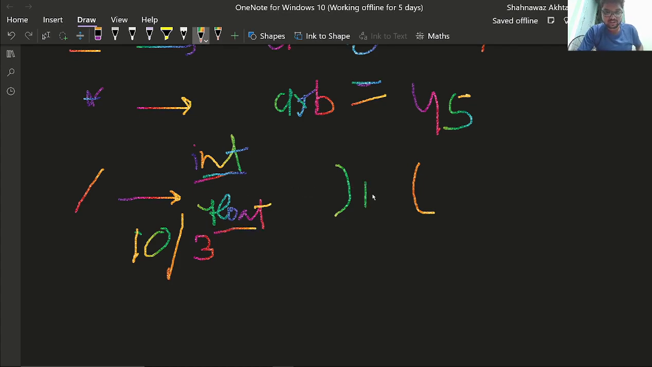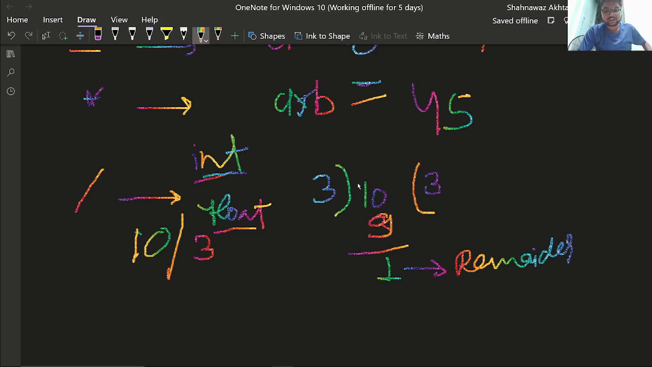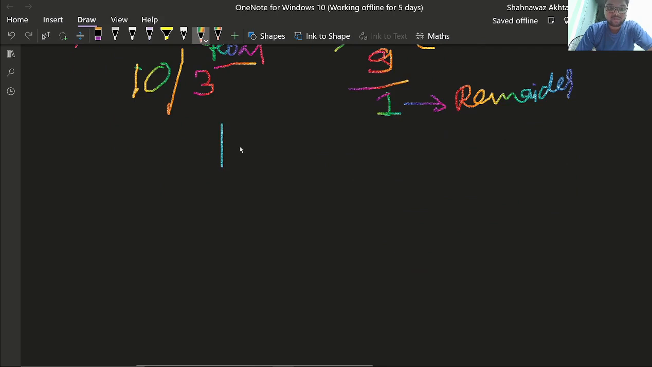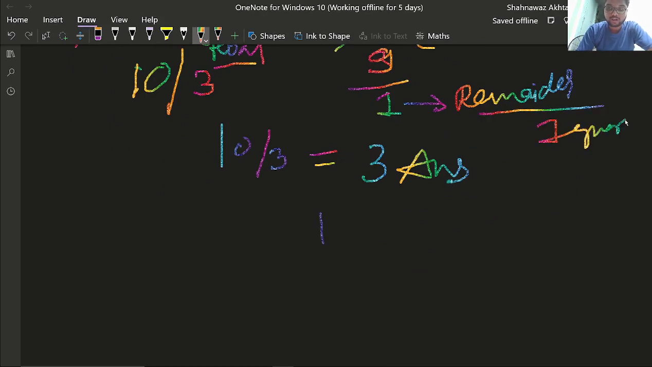So if I divide this in the traditional method like this, we go 3 times, then it comes 9, and this is the remainder. So what does it do when it is integer data type? When it is integer data type, it simply ignores the remainder and only gives the quotient part. All right. So when we divide 10 by 3, it will give 3 as answer, and it will ignore the remainder.